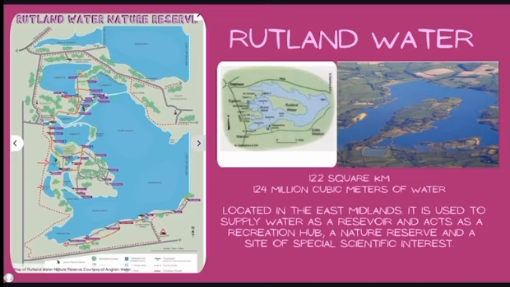Rutland Water is one of the UK's largest reservoirs. Created in 1975, it is used to supply water as a reservoir and acts as a recreation hub, a nature reserve, and a site of interest. However, intensive farming and nearby urban areas contribute treated and untreated sewage, nutrients, sediments, and pollutants that threaten water quality and affect the quality of the habitat.